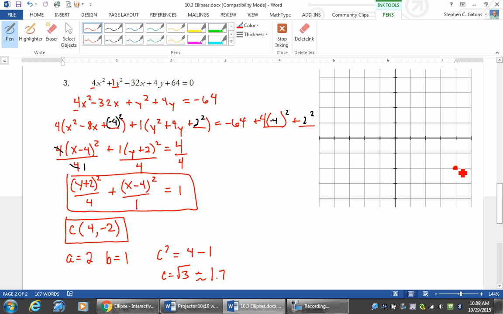Down 2. There's the center. Check. Are the vertices right and left of the center, or above and below the center? Above and below, because the bigger denominator was underneath the y. 2 units up, vertex; 2 units down, vertex. These are exact pairs. There was no radical involved in plotting those 2 points, so plot them exactly. This one's going to be 4, 0, and this one is going to be 4, negative 4.